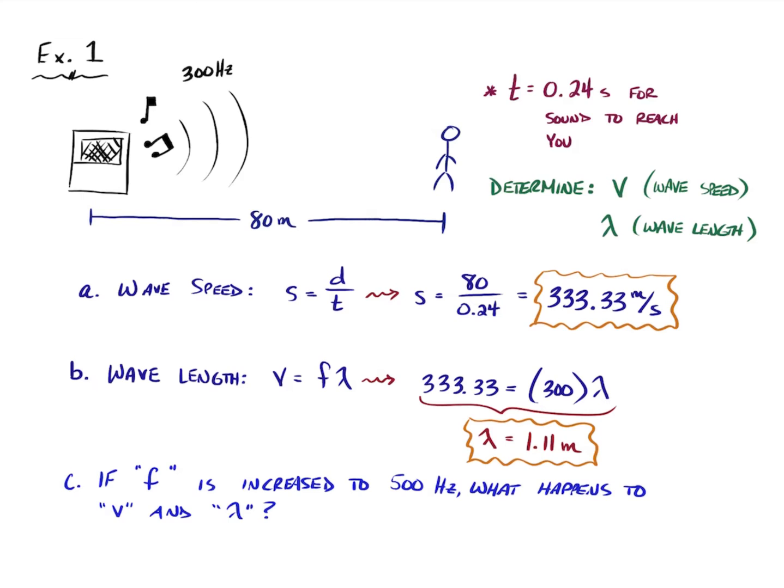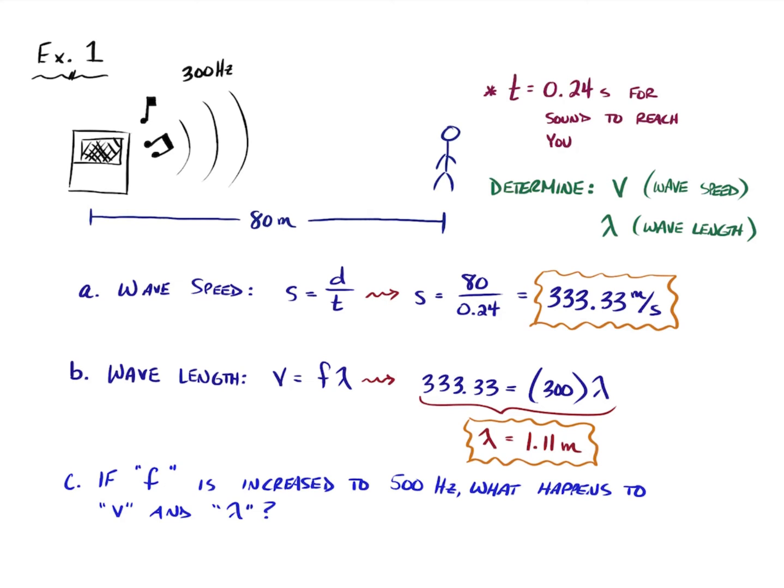Now I'm going to throw this one at you, which you didn't expect, but if the frequency was increased to 500 hertz and you stayed exactly where you were, same situation, we're just increasing the frequency, what will happen to the wave speed and what will happen to the wavelength? So think about it for a second, and let's see if we can figure this out.